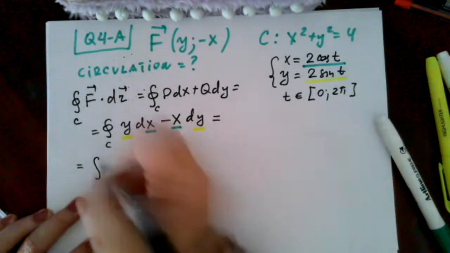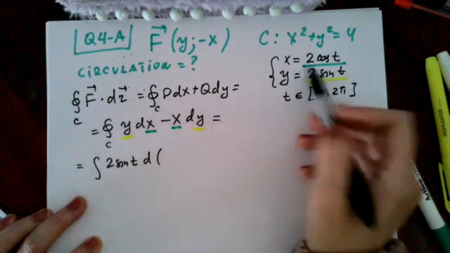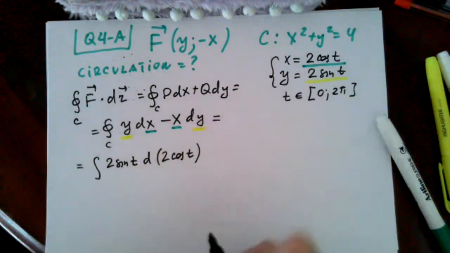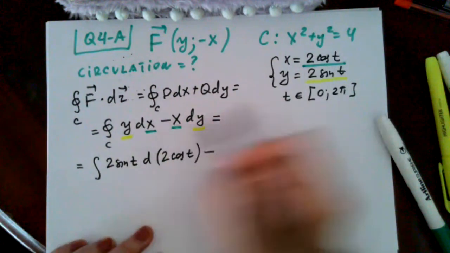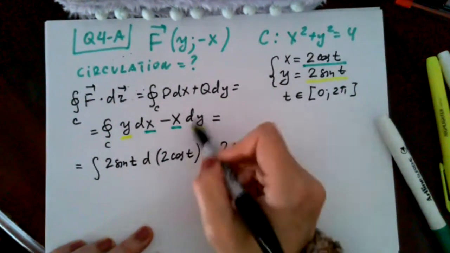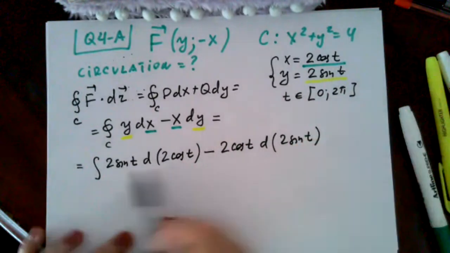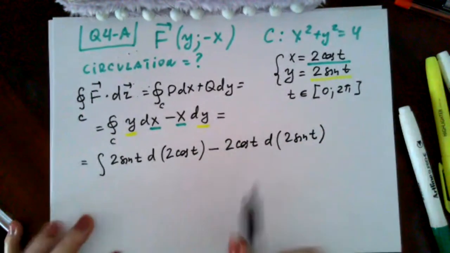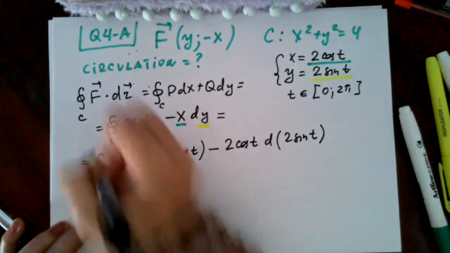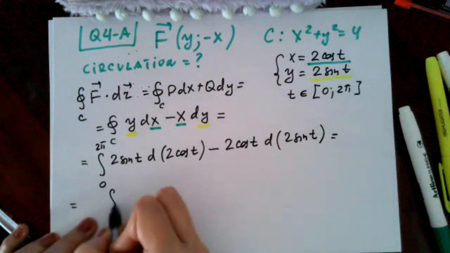Okay, so instead of y, I'm substituting 2 sine of t, d, and instead of x, I'm substituting 2 cosine of t. It looks very strange, but I don't care about it. Minus x. Instead of x, again, I'm substituting 2 cosine of t, d of what? 2 sine of t. And now we do have only one variable, one letter. It means that it's time to think about limits of integration, which are from 0 to 2 pi.